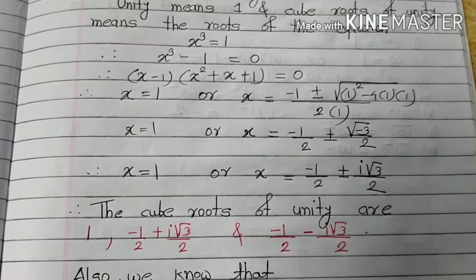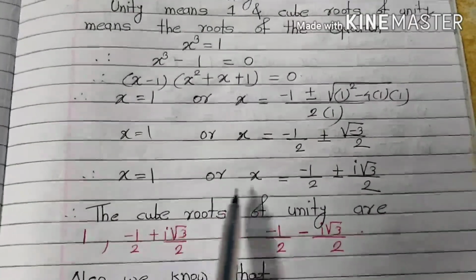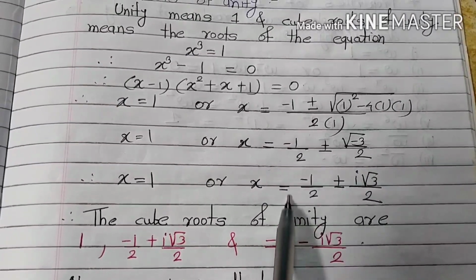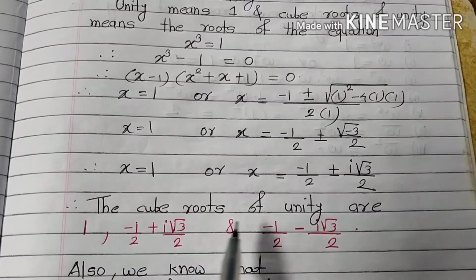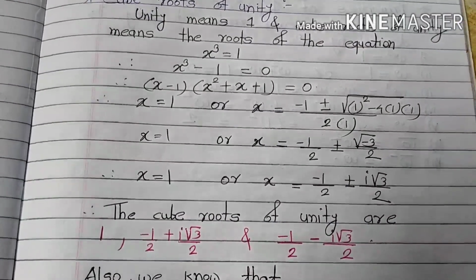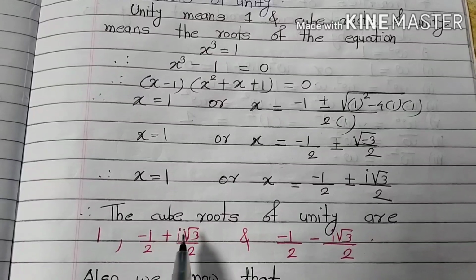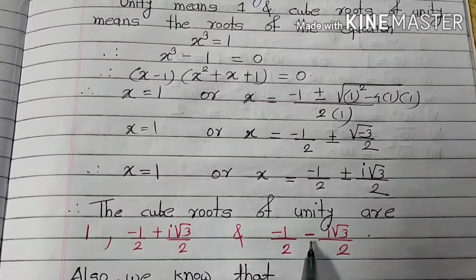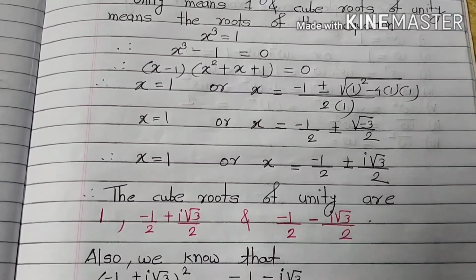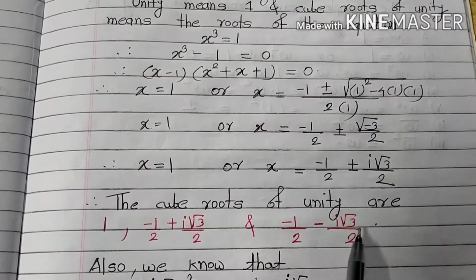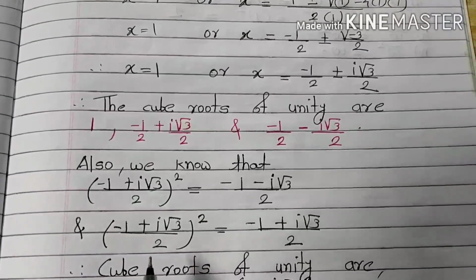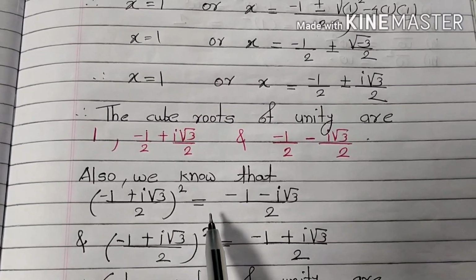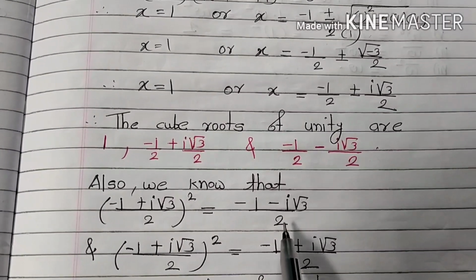Therefore, there are three values: x equal to 1, and x equal to minus 1 upon 2 plus minus i root 3 upon 2. So these are two values. Therefore, the cube roots of unity are: first value 1, second minus 1 by 2 plus i root 3 upon 2, and third minus 1 by 2 minus i root 3 upon 2. So these are the cube roots of unity. Also, you can check that ((minus 1 plus i root 3) upon 2) square is equal to minus 1 minus i root 3 upon 2.